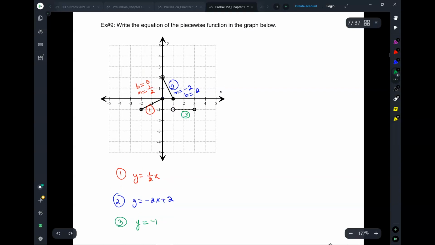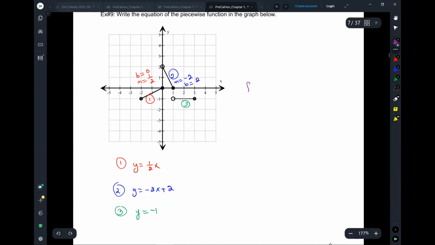Okay, so now we're going to build our function. F of x is equal to, and the curly bracket. We're going to put each of the functions without the y's, okay? First function is half x, comma. Where does it live? From negative 2 to 0, right? X equals negative 2 to 0. This is the only time where we're going to do it algebra 2 style. Closed circles get the inequalities.